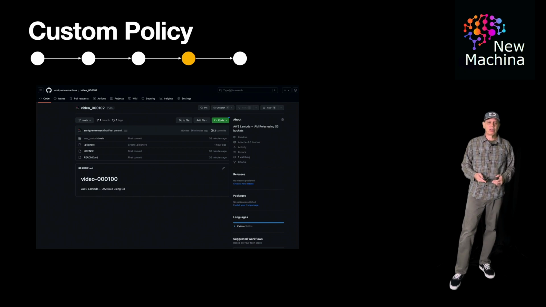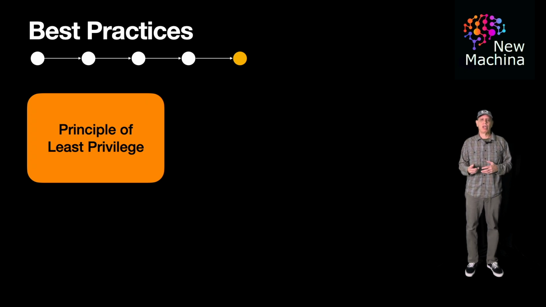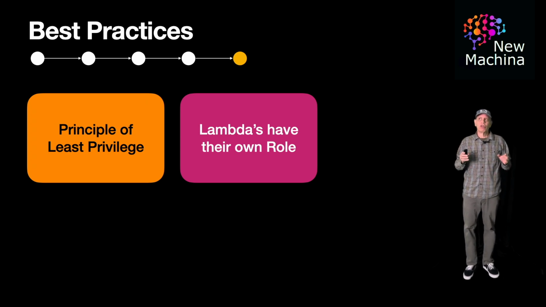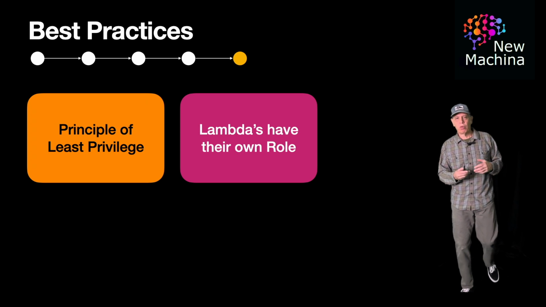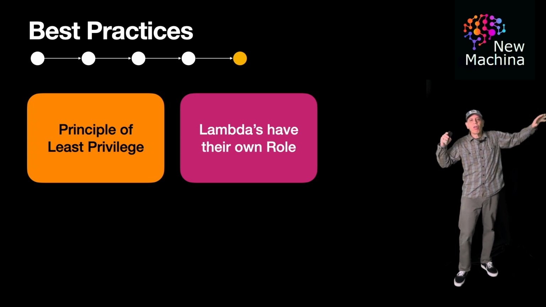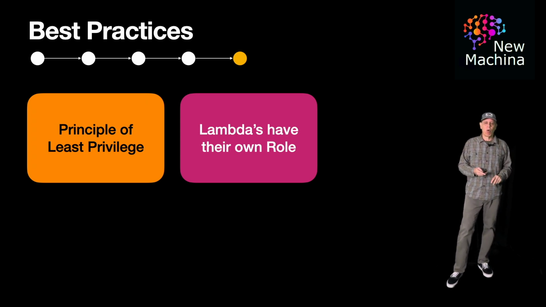So now some best practices. You should always use the principle of least privilege when assigning permissions to any compute entities. In this case, the policies that are attached to the roles that the Lambda functions are using. Lambda functions should have their own role. You shouldn't really ever have one role being used by multiple Lambda functions. And the reason is that if for some reason one of the Lambda functions needs additional policies to execute, and you update that role, then all the other Lambdas will get that policy even though they don't need it. So every Lambda should have its own role.